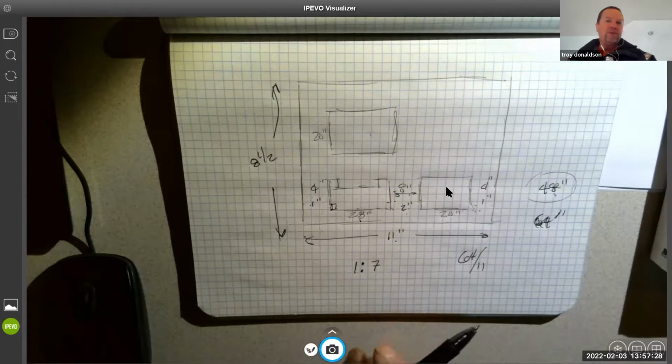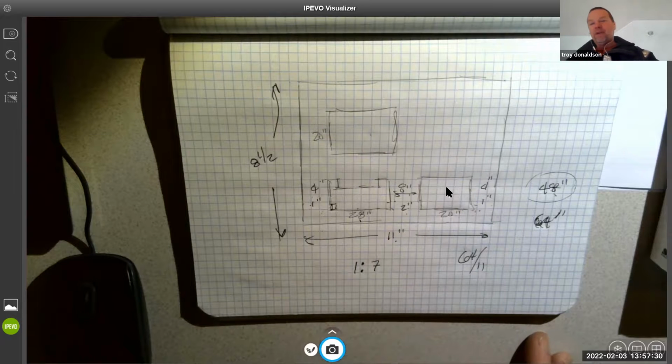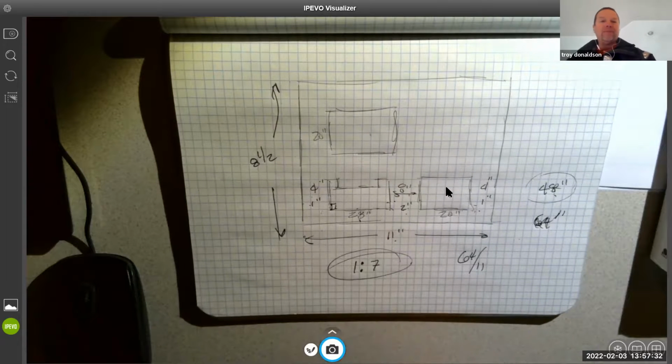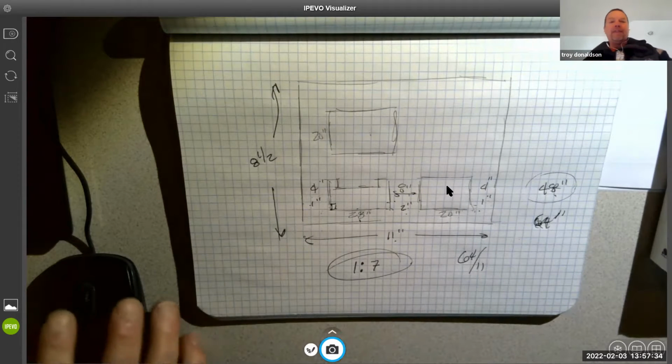Usually round up a little bit so you know things are going to fit well, but then that becomes your scale. So hopefully that helps.